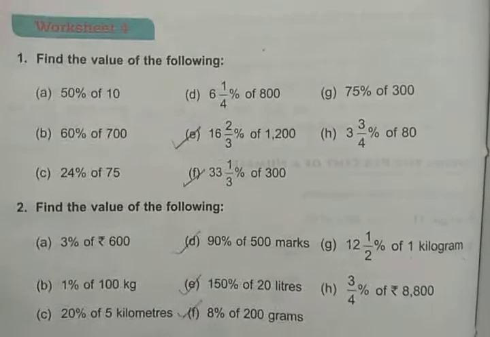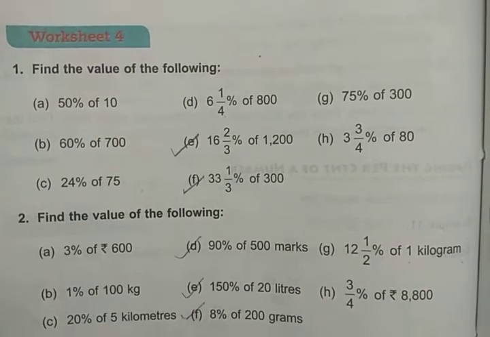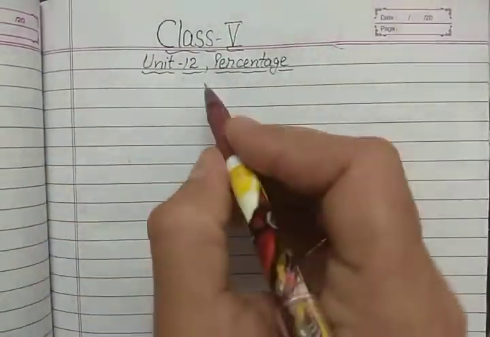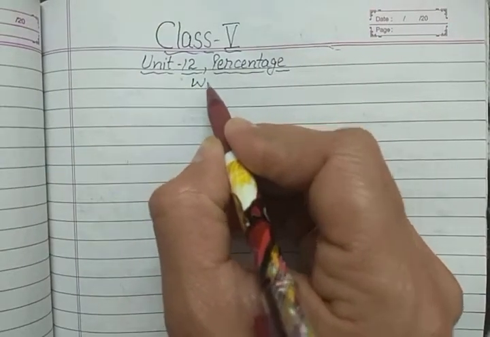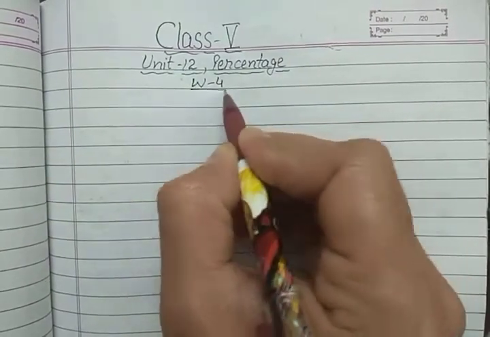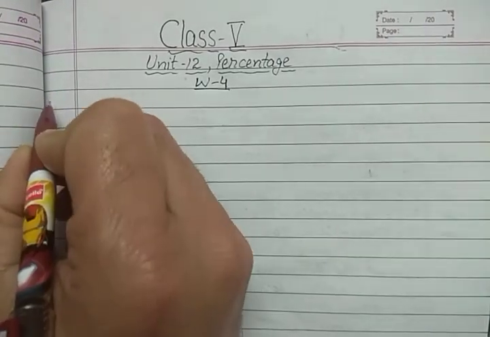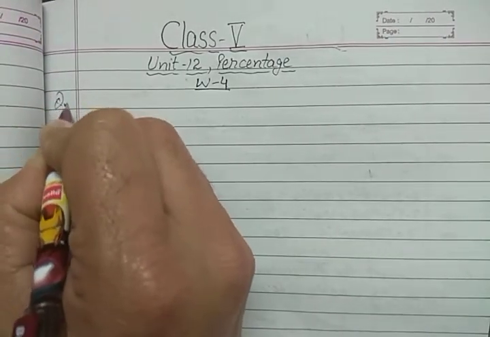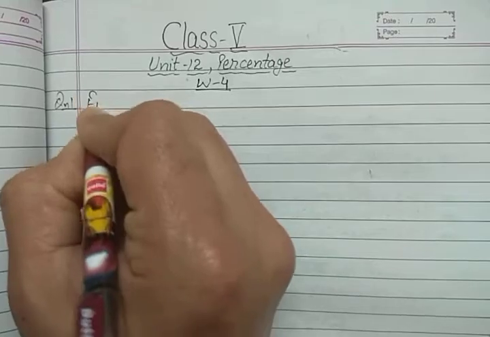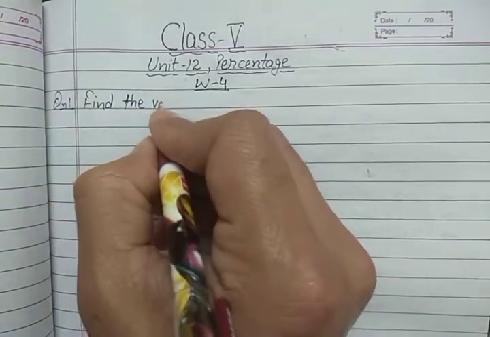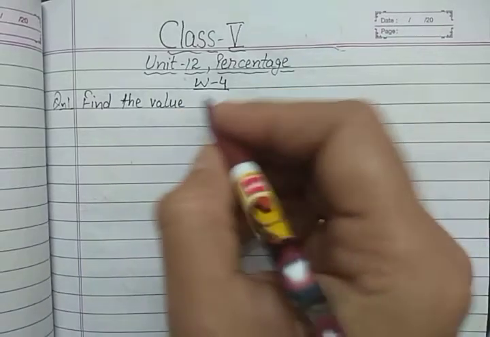So let us do some questions based on it. Worksheet number 4. So here find the value of the following. So let us do these questions to understand it. So here we will start with worksheet number 4, and by solving the questions we will try to understand this also. So here question number 1, find the value of the following.